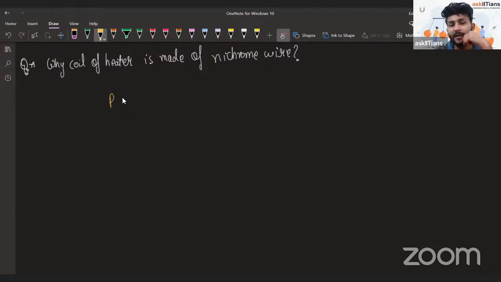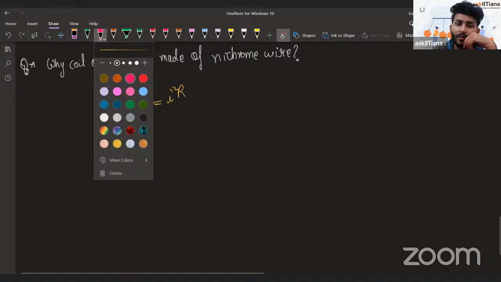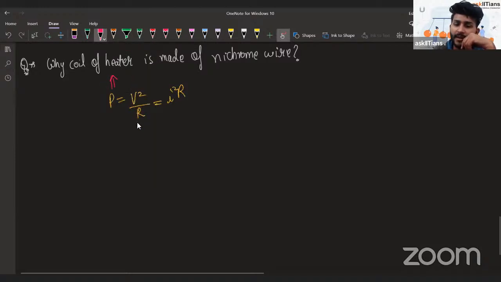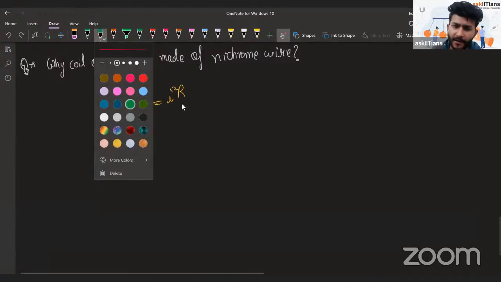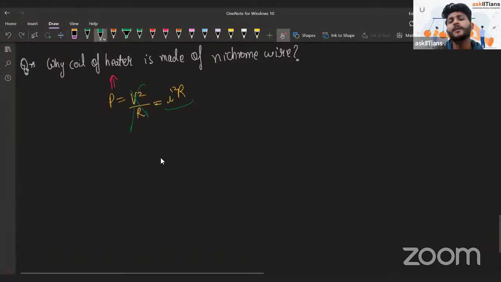But you know the confusion that people have: P equals V square by R and I square R. So to increase the power, what should we do? Should we decrease the resistance or increase the resistance? Because according to this formula, it's inversely proportional. According to this formula, it's directly proportional. So which formula should we use? Just memorize it: we use the formula I square R. Power is proportional to resistance.